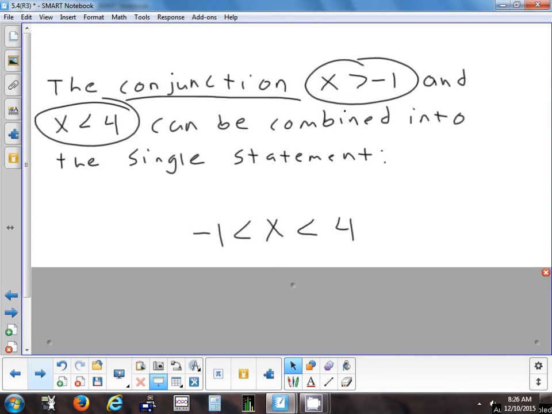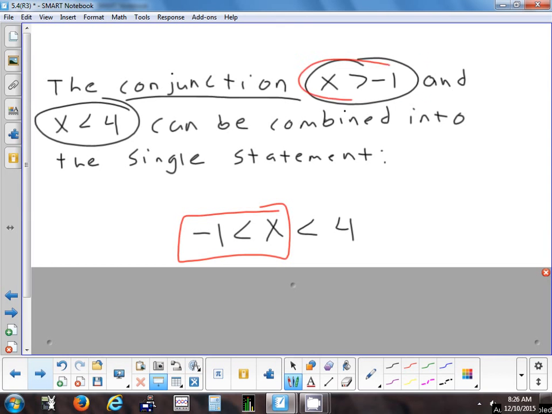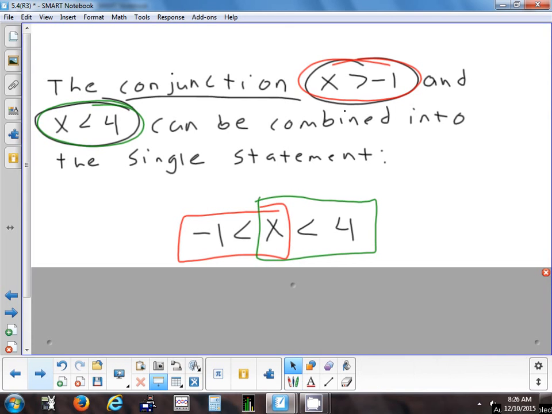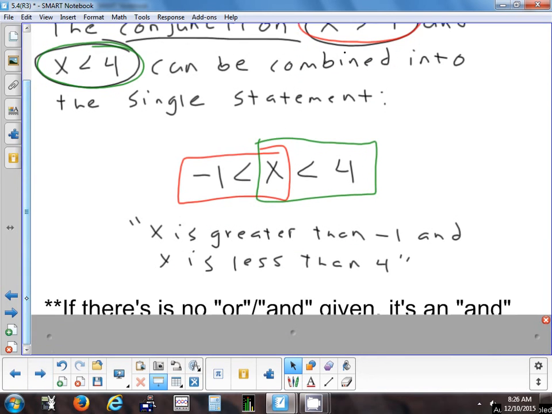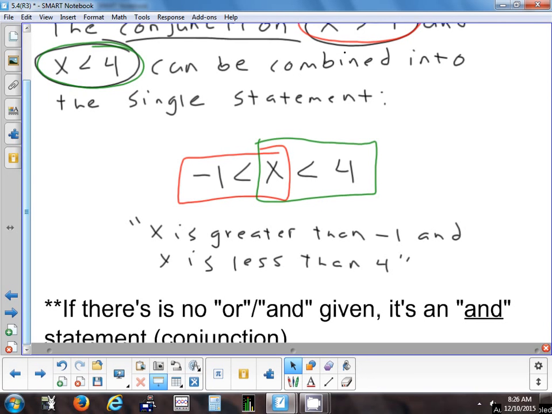So this first part, x is greater than negative 1, is right there. And the second part, we kind of reuse the x. X is less than 4 is right there. So it gives us a way to take two inequalities that are a conjunction and just shorten it. Anytime that you see this, you just have to know this is an and. The word and here is hidden. So if they don't write anything, it's always an and. That's what we said yesterday.